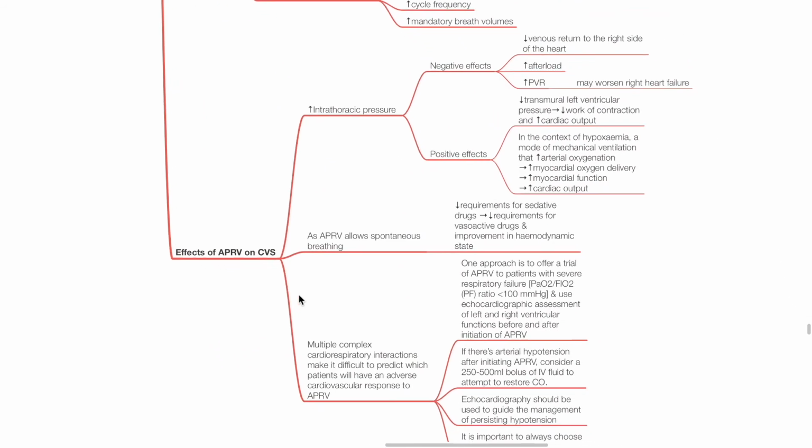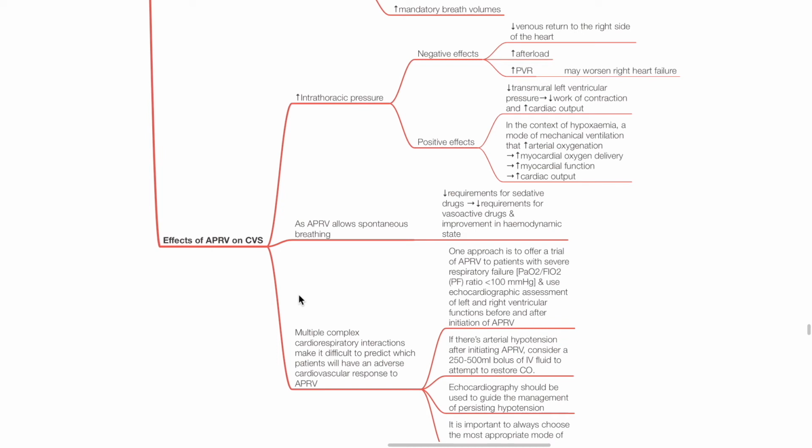Effects of APRV on the cardiovascular system. APRV increases intrathoracic pressure. Negative effects include reduction of venous return to the right side of the heart, increased afterload, and increased pulmonary vascular resistance, which might worsen right heart failure.